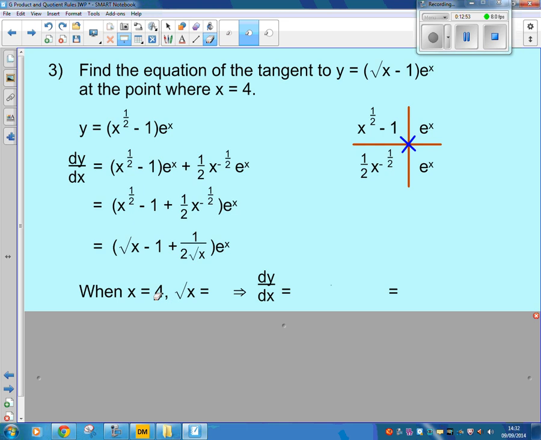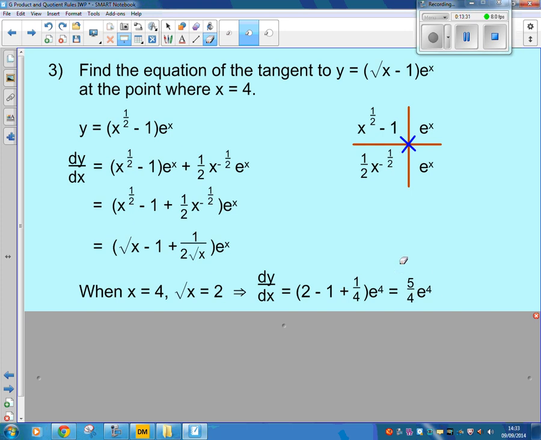Now, slot in x is 4. If x is 4, root x is 2. So you're going to get dy over dx is 2 minus 1 plus 1 over 2 times 2, plus a quarter, times e to the 4. X is 4, root x is 2. That becomes 2, that stays as minus 1, that becomes a quarter, and that becomes e to the 4. Well, 2 minus 1 plus a quarter, that's 1 and a quarter, which is 5 over 4. So that's 5 over 4 e to the 4.